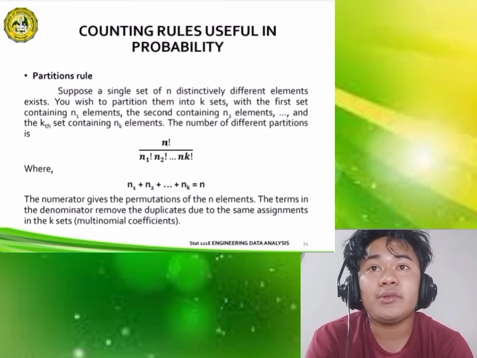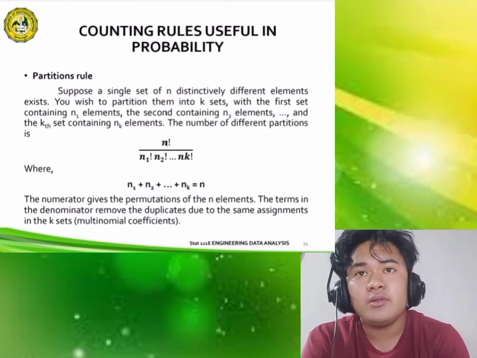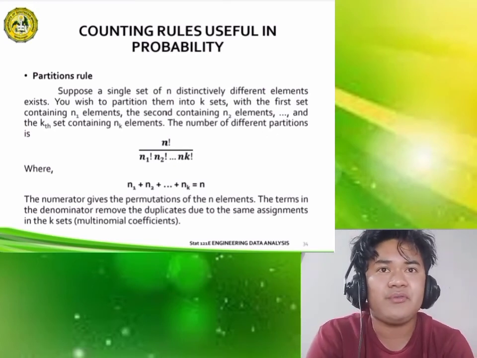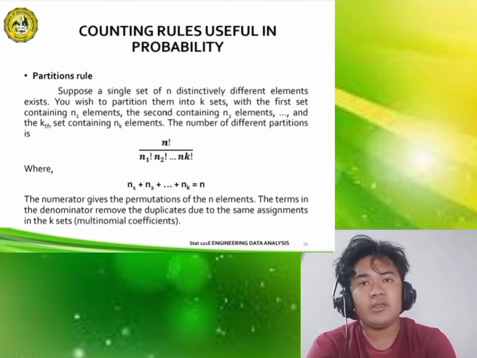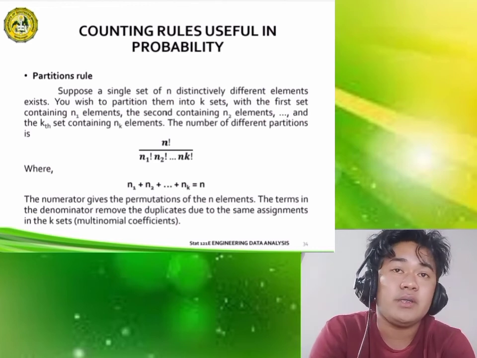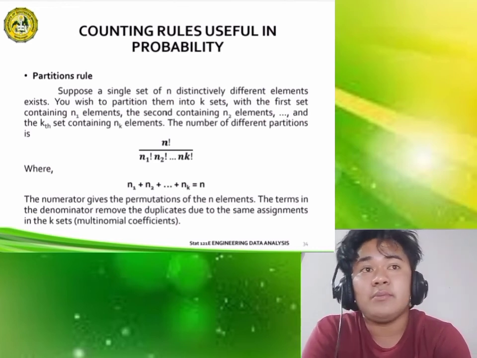So we have here the third rule, which is the partitions rule. Suppose a single set of n distinctively different elements exists. You wish to partition them into k sets, with the first set containing n sub 1 elements, the second containing n sub 2 elements, and so on, until you reach n sub k elements.